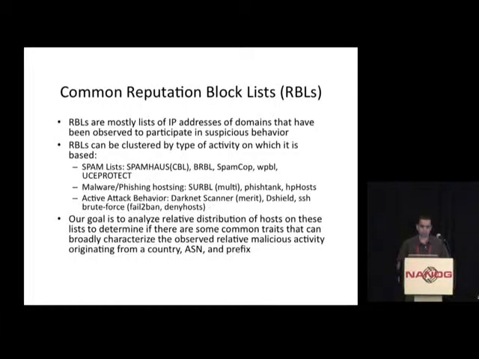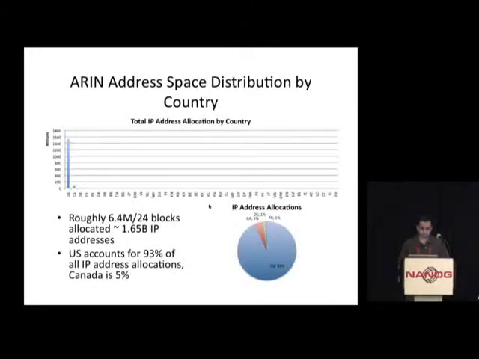First, a quick background. The RBLs we're using, we divide into three distinct categories. They're the spam lists, things like Spamhaus, CBL, BRBL, the Barracuda list, SpamCop, and UCEPROTECT. I'll only present a subset of this, but we have done the analysis and the results are somewhat similar, so it's okay to present a subset. The malware and phishing lists that we use are the SURBL, PhishTank, and hpHosts, and the active attack behavior lists we use are the Darknet Scanner list, which we maintain ourselves, DShield, and the SSH brute force attacks. Now our goal here really is to look at relative distribution on these lists, or the occupancy on these lists of different countries, ASNs, and prefixes.